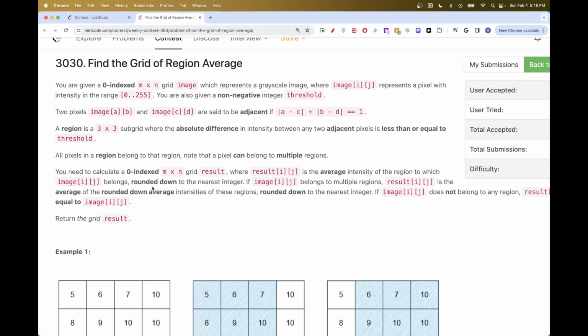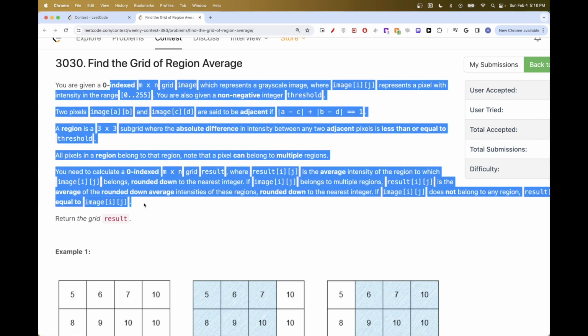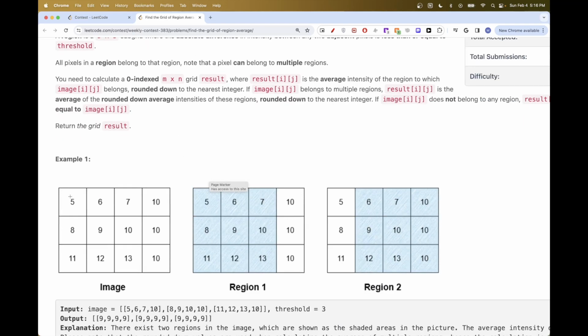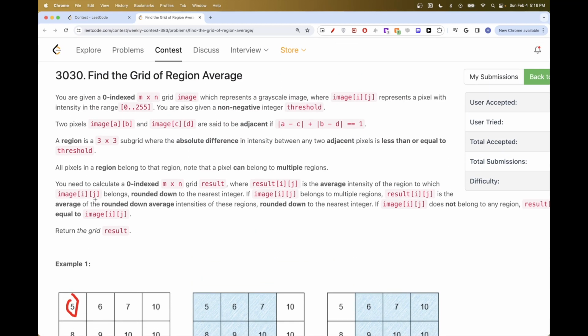It requires a lot of reading, but essentially what this problem is asking us to do is, first, you need to, I think, understand a couple of concepts in the problem. The first concept is that the values in the cells represent what they call pixel density. So these are images, and each cell represents basically the pixel density at that specific point.